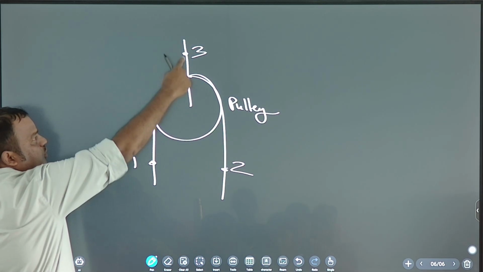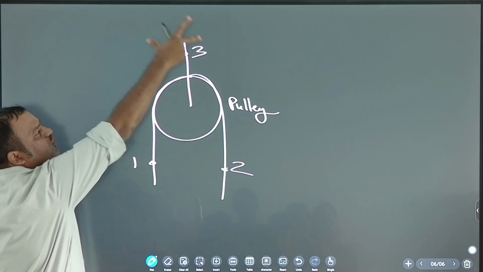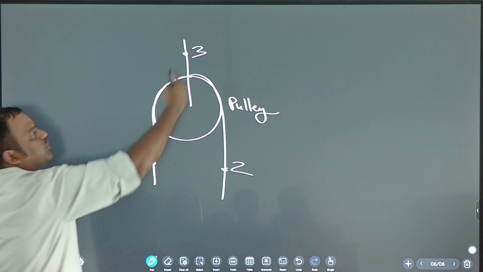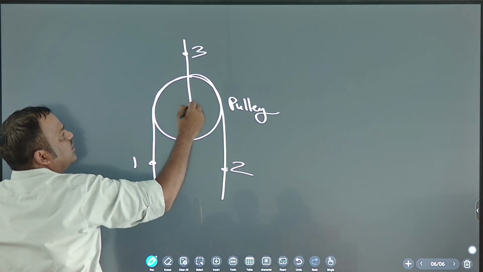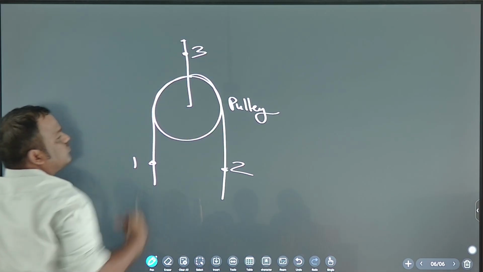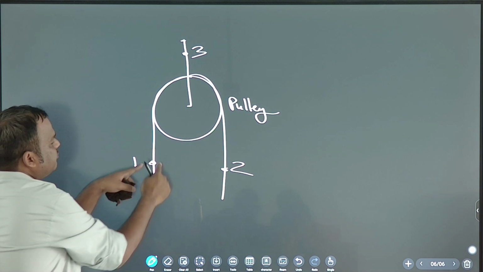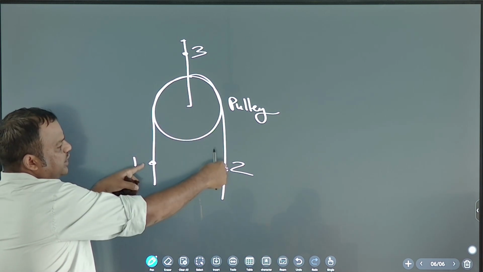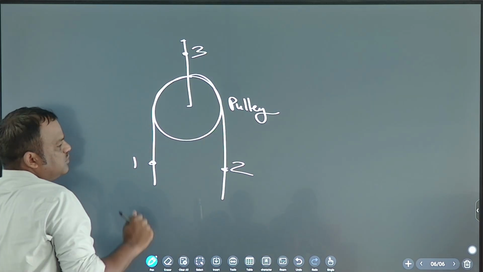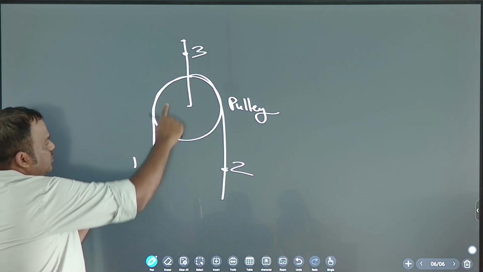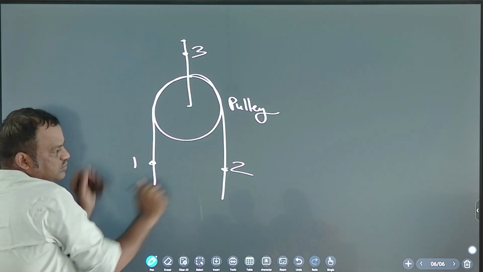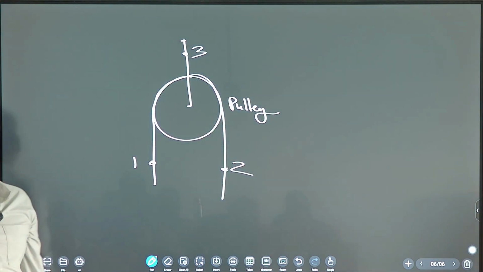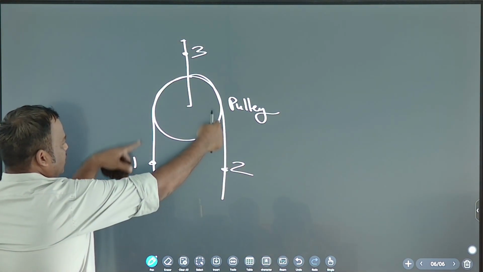So if point 3 is going up, the pulley will go up. If point 3 is going down, the pulley will also go down, because this is the string. Now you see, if with respect to the pulley 1 is going up, then 2 will go down. If 1 is going up, 2 is going down. If 1 is going down, 2 will go up. Are you getting it or not?